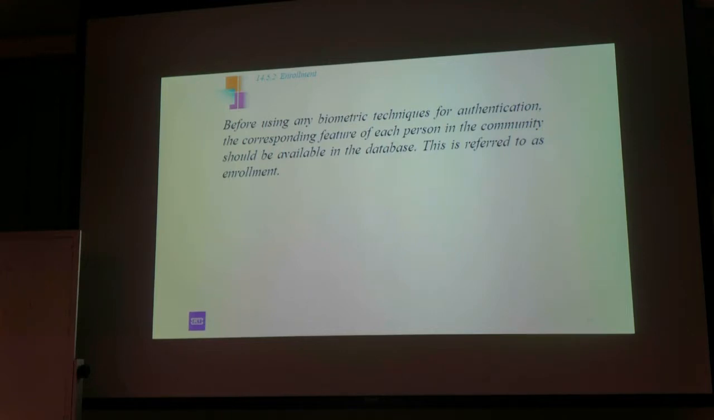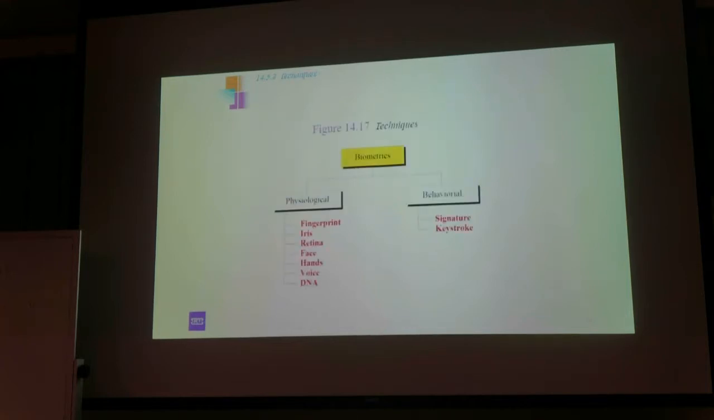Before using any biometric technique for authentication, the corresponding feature of each person in the community should be available in the database, right? If we're going to use the iris, we have to have the iris image for all the people. So we have to create a database for that, and this is what we call enrollment. You have to enroll these people into the system. Then there are verification and identification.